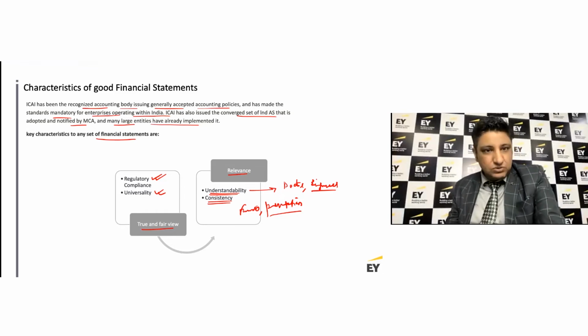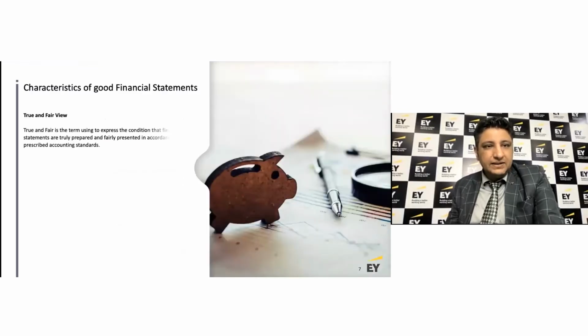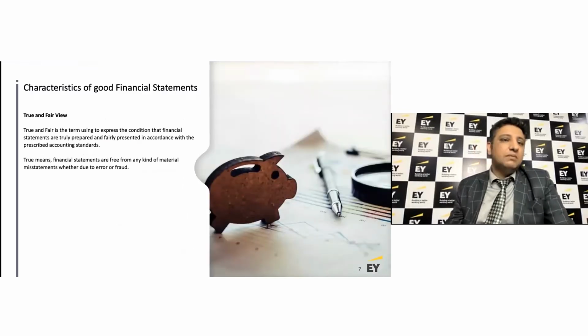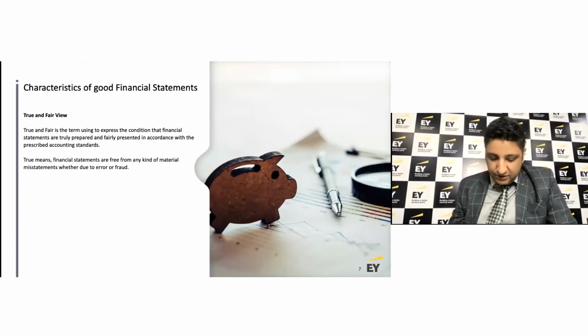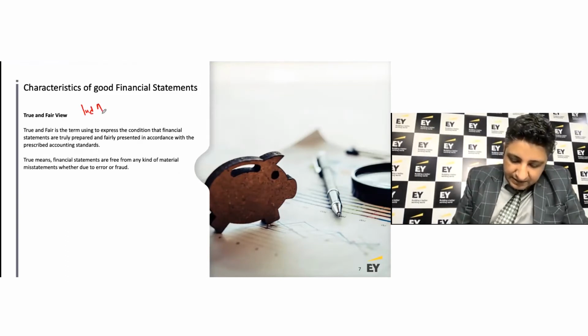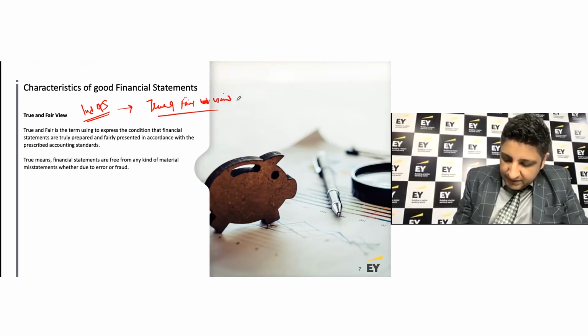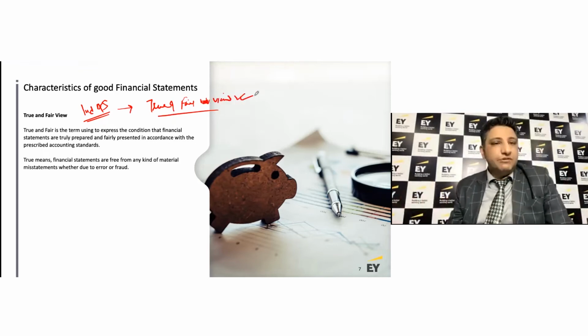Of course, in this case, it also impacts the true and fair view, right? That's where it's a bit more detailed. True and fair view is the term used to express the condition that financial statements are truly prepared and fairly presented. Now, the easy part I would like to bring in is that, instead of making it theoretical, in case an entity is following the Ind AS, the true and fair view is assumed to have been achieved. If you're following these standards in the spirit, then the true and fair view is very comfortably achieved. So that is where you make it a bit easier, right?